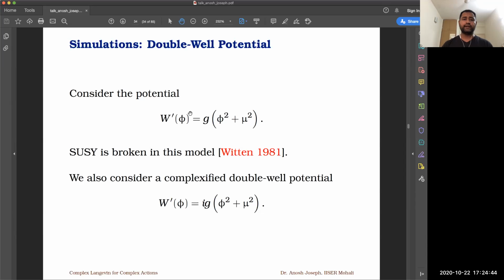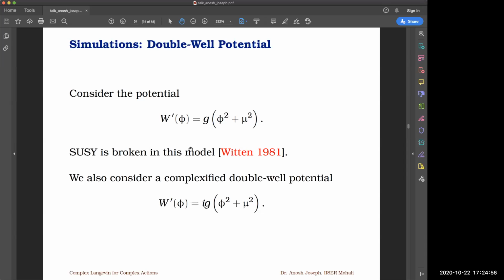When we have a double well superpotential, supersymmetry is broken in this model. It is discussed in Witten's paper in 1981. So Savrindu, this is the paper I was referring to. I will put it there as well.